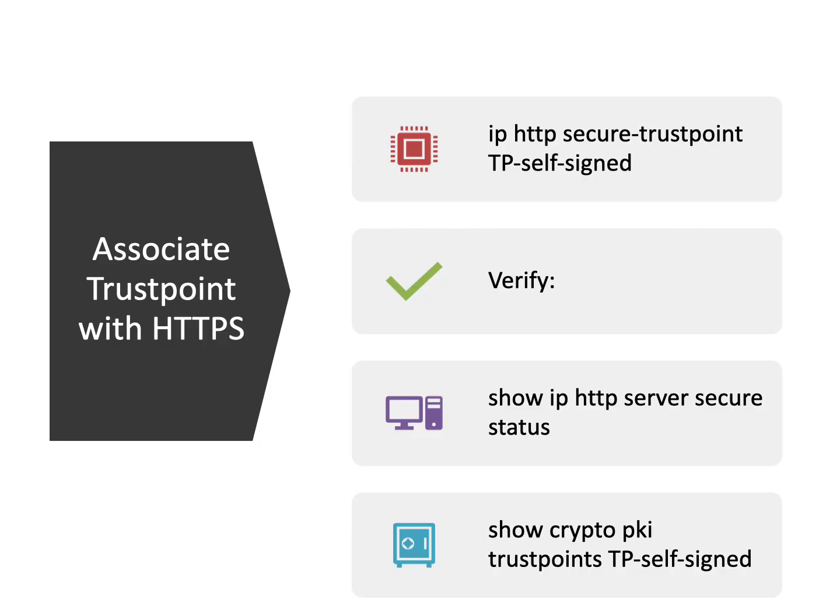How can we verify? Show ip http server secure status. In that you should be able to see an option that shows which trust point has been attached. And to verify which trust points are available, use show crypto pki trustpoints and then your trust point name.